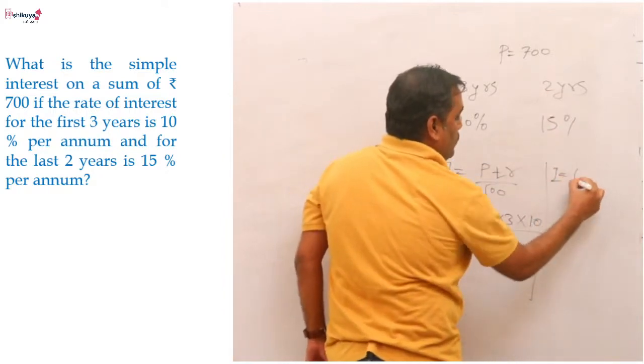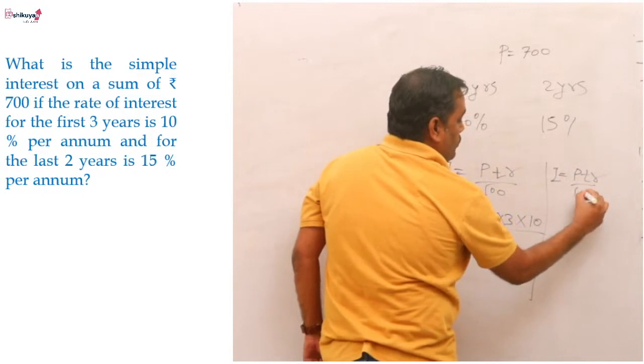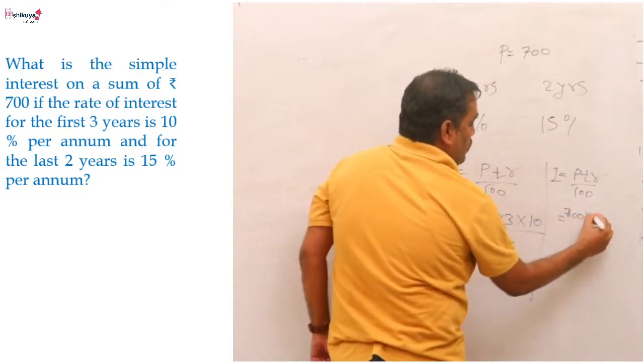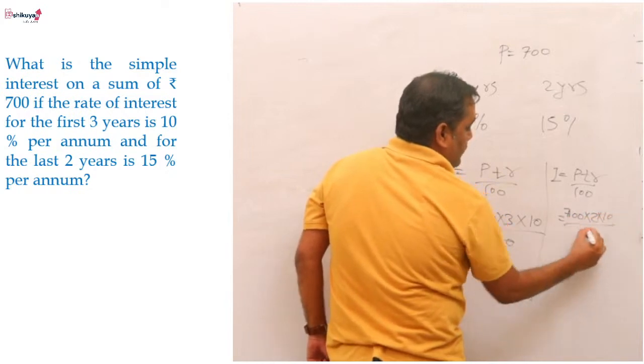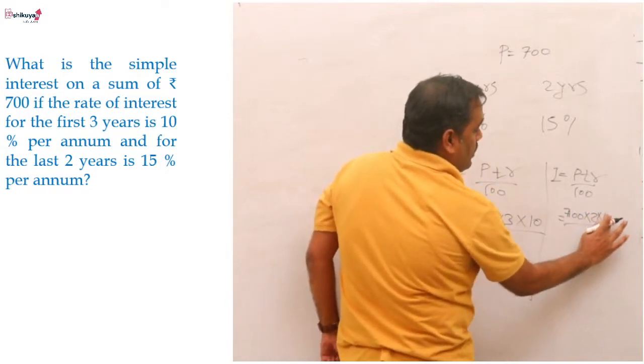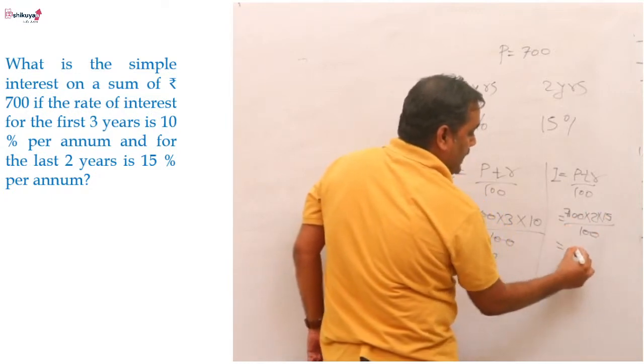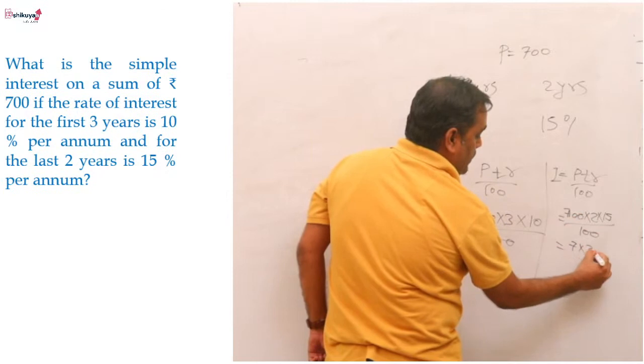By using the same formula, if you calculate the interest amount for the last 2 years, we get I is equal to PTR upon 100. For this one, P is again 700, T is 2, and R is not 10, it is 15%, divided by 100. So here the 20s get cancelled.